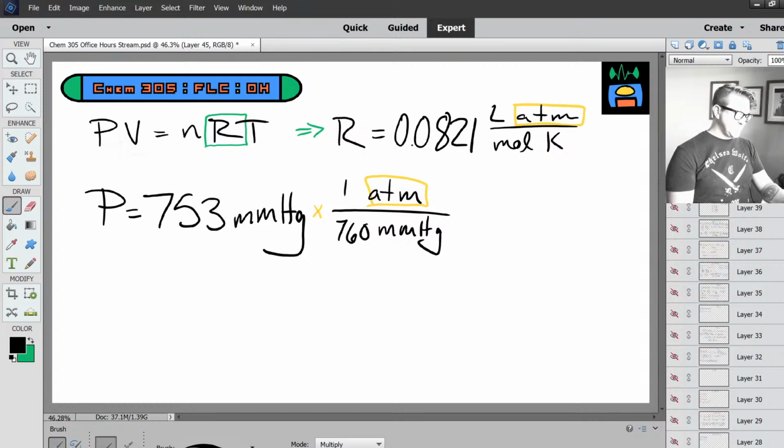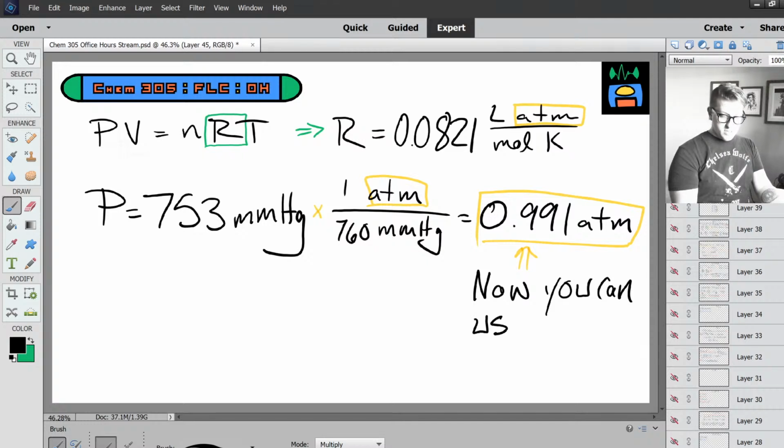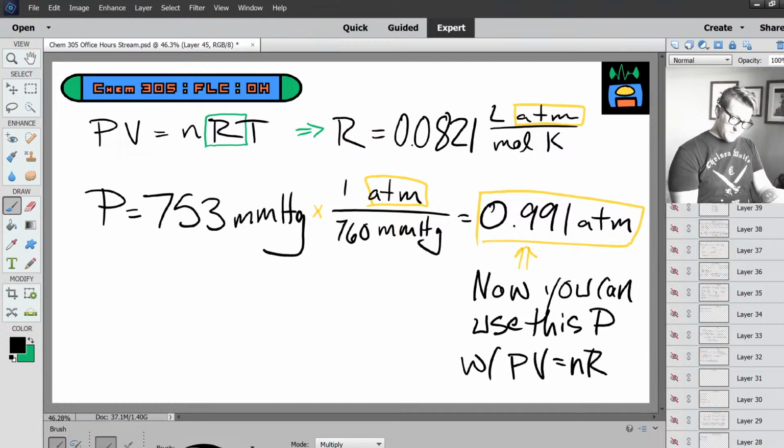753 divided by 760 is 0.991 atmospheres. And now that your units are consistent with the units in the ideal gas constant, now you can use this pressure with PV equals nRT.